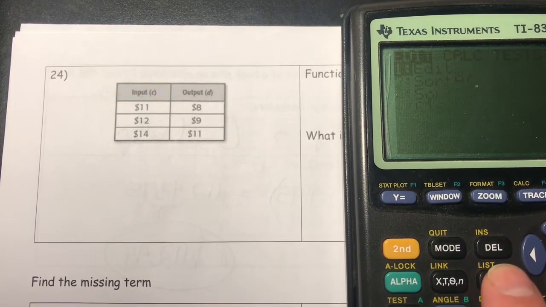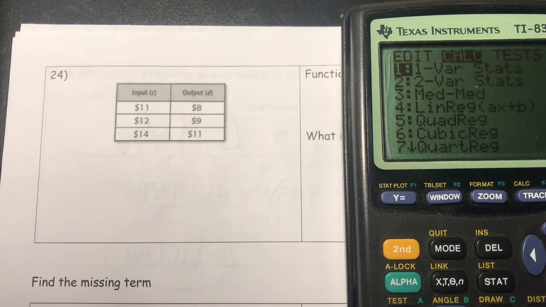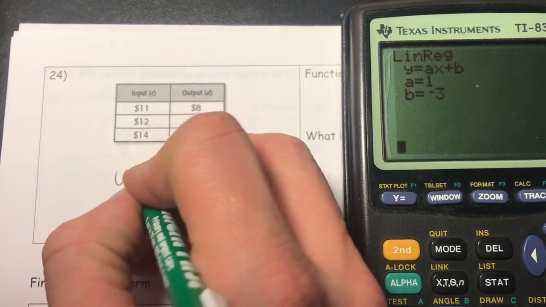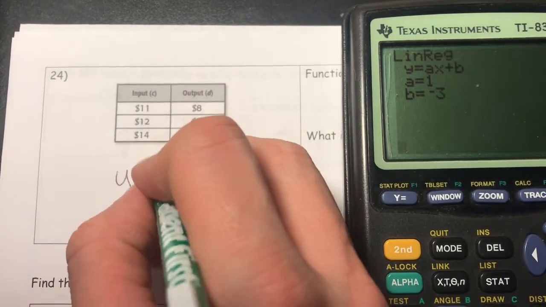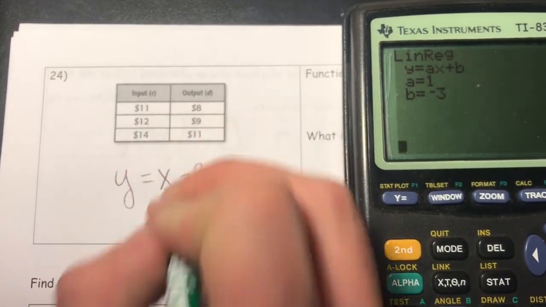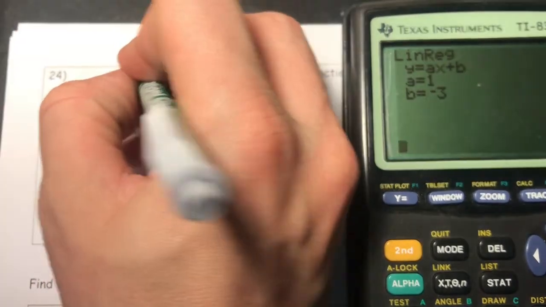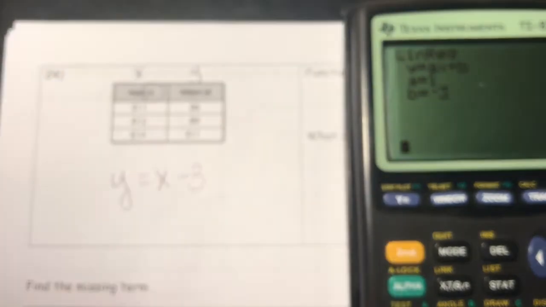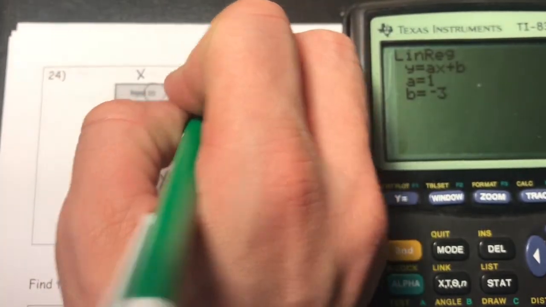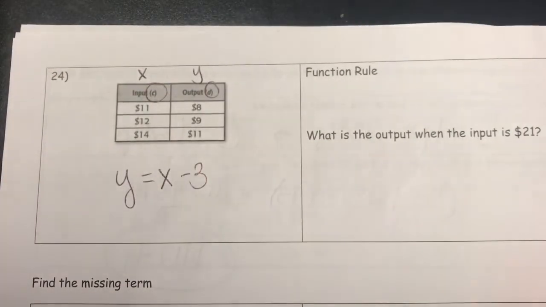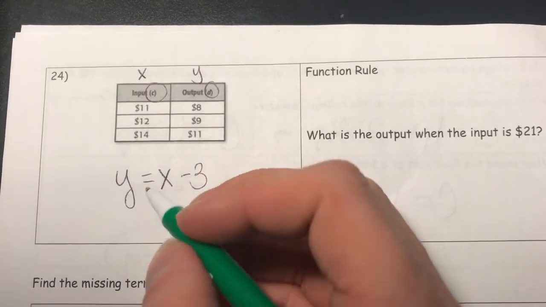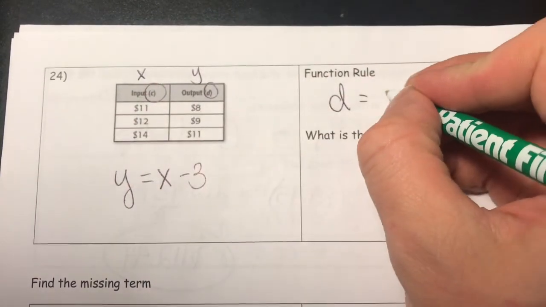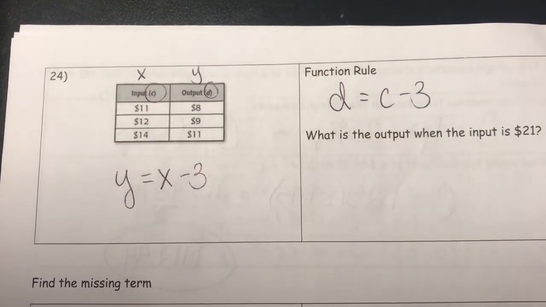Second mode, stat, calc, linreg, and the equation I get is y equals 1x, or just x, minus 3. However, normally my x's are over here, my y's are over here. I'm being asked to use appropriate letters. It wants me to use C for my x value and D for my y value. So the equation that I'm going to write out is, instead of y, I'm going to have D. And instead of x, I'm going to have C, and that's my equation.